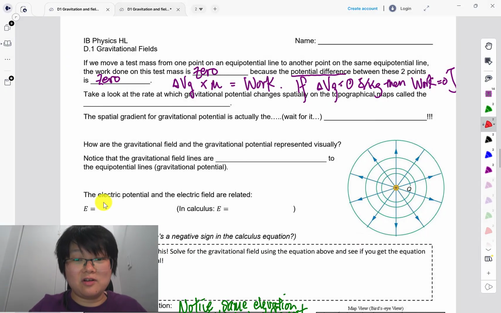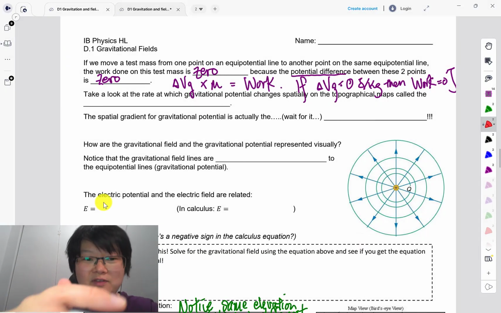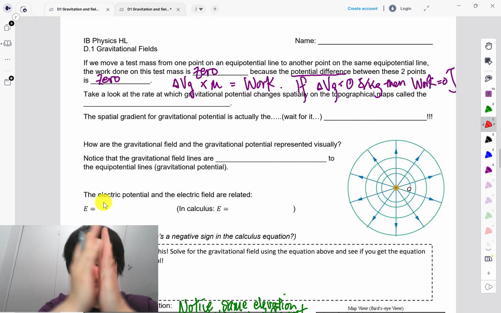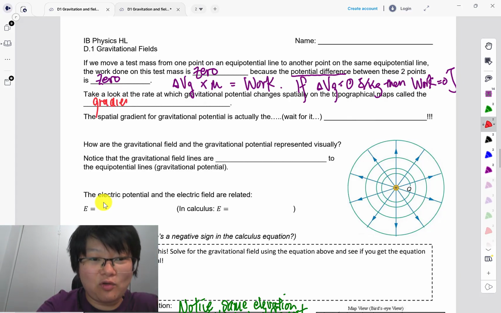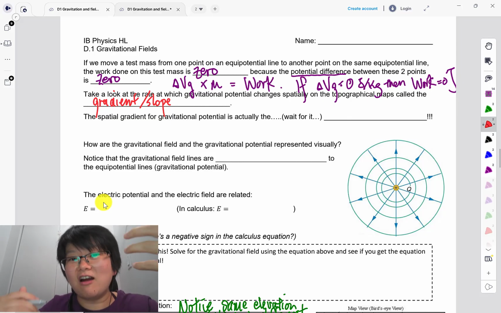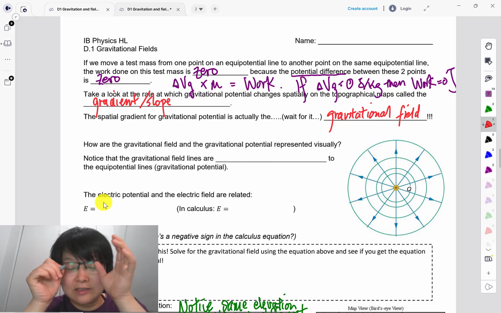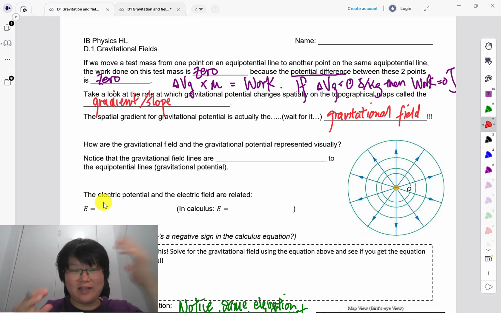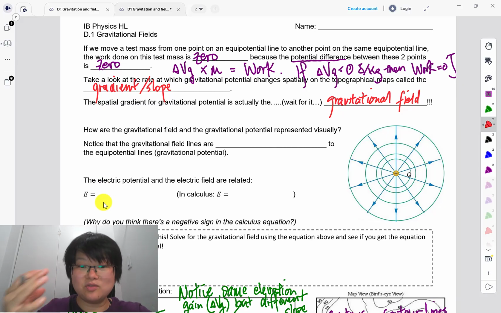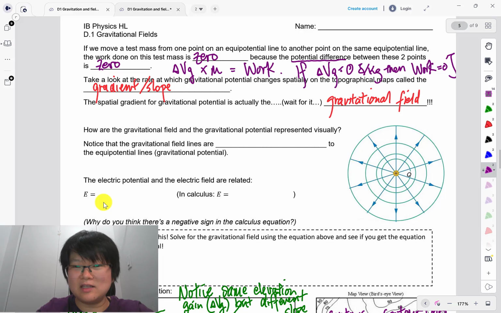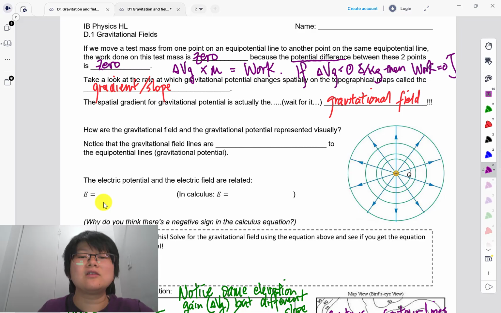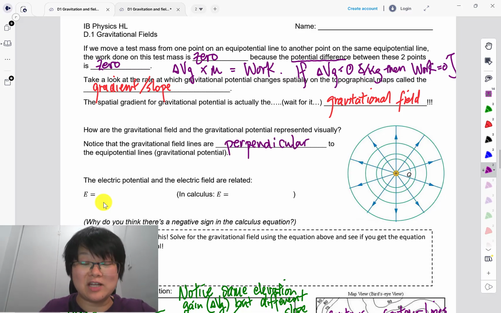Regardless of whether you are staying for the calculus or not, I just want to re-emphasize the purpose of this video: the gravitational potential change spatially across our equipotential map is our gradient, or our slope, and this slope represents our gravitational field. And this is the cool thing: how gravitational field is linked to gravitational potential is through how it changes through space. And because we're looking at how it changes through space, it's important for the gravitational field lines to be perpendicular to the equipotential lines.